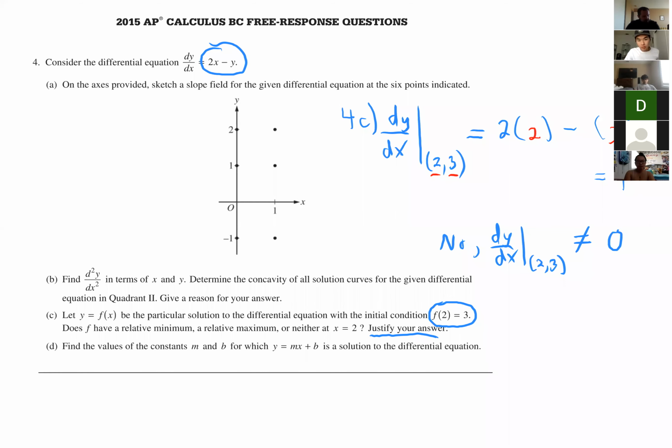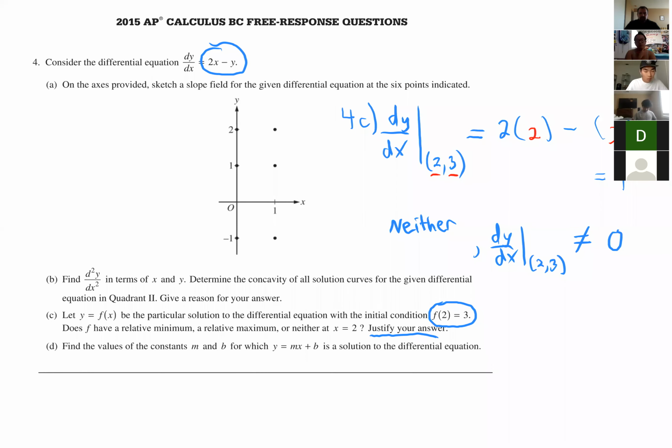Wait, so the answer would be neither? Yeah, I would say neither instead of no. I think that they would still give you the point if you said no, if you justified it correctly, but just to be safe, neither would be the correct answer. It doesn't have a minimum or a maximum because the derivative never equals 0.